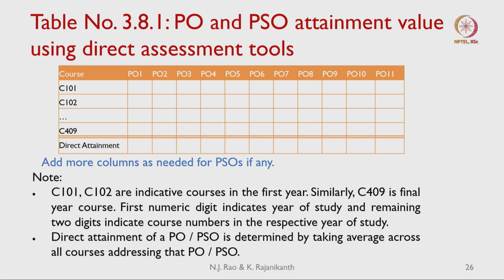Okay. And these values are filled in the table, and the column averages are taken to determine the average attainment of the program outcomes as well as program specific outcomes over the entire 4-year period of the program. So, the direct attainment of a given PO or PSO is determined by taking the average across all courses addressing that PO or PSO.